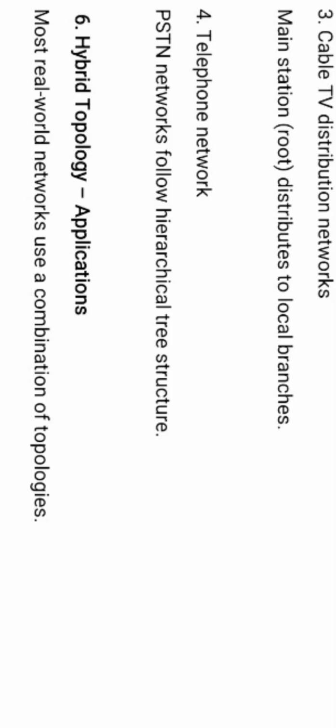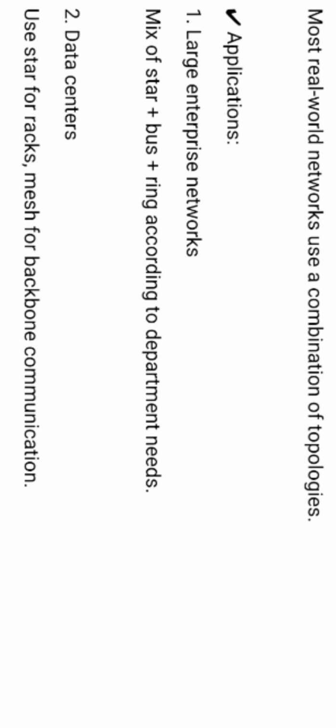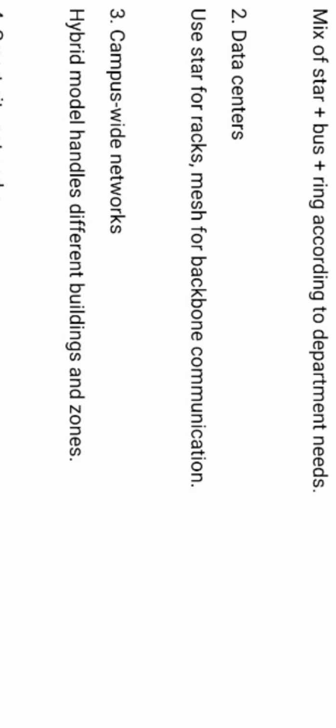And the last application of network topology is hybrid topology. Most real-world networks use a combination of topologies. For example, large enterprise networks use a mix of star, bus and ring according to department needs. Data centers use star for racks and mesh for the backbone communication. And campus-wide networks, where the hybrid model handles different buildings and zones.